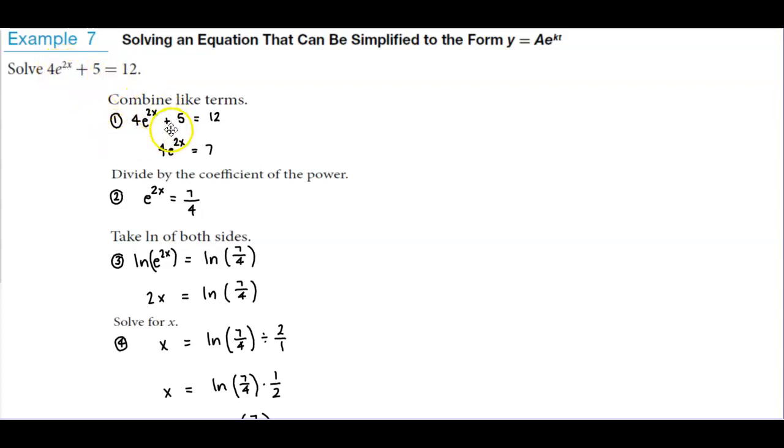So the first thing you want to do is subtract 5 from both sides. So if you subtract 5 from both sides in step 1, you're going to get 4 times e to the power of 2x, which is equal to 7. And now we still want to isolate that base with a power of x. So we're going to divide both sides by the coefficient of the power, so we're going to divide both sides by 4. So now in step 2, we have e to the 2x, which is equal to 7/4.